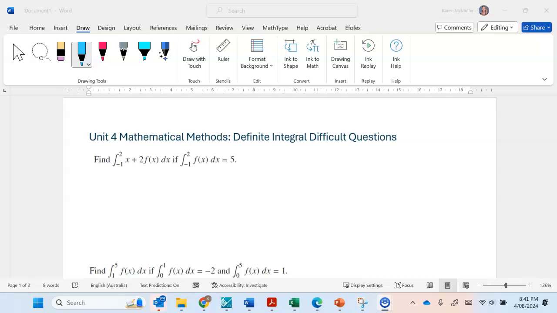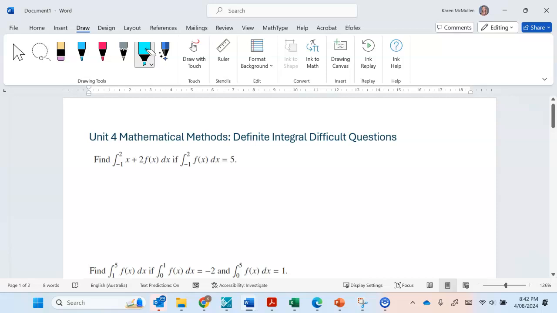We basically have to do them all by hand because they're using function notation. So it's really testing your understanding of how to do it. Otherwise, you could easily just do it in your calculator. All right, so let's have a look at this first one.